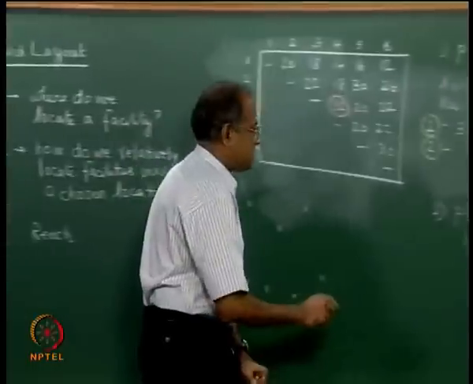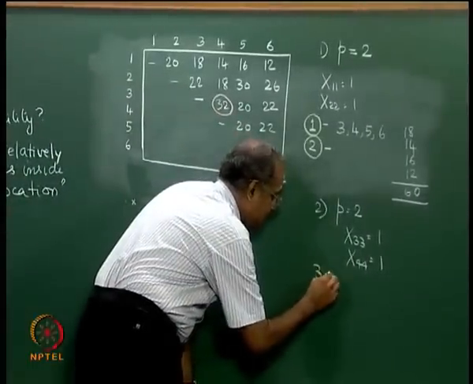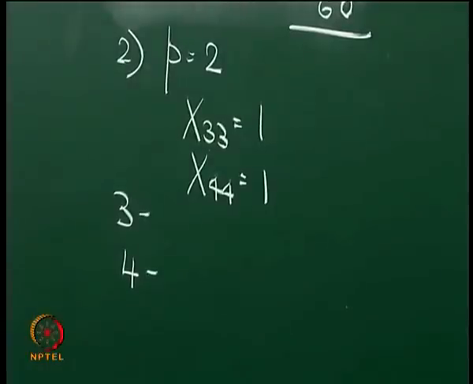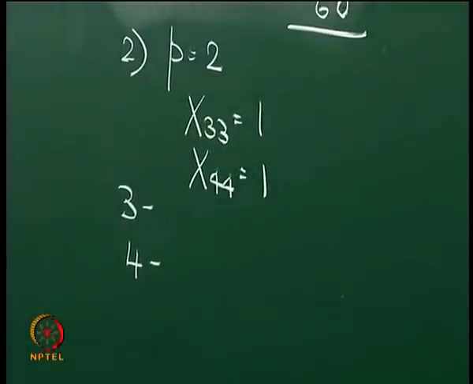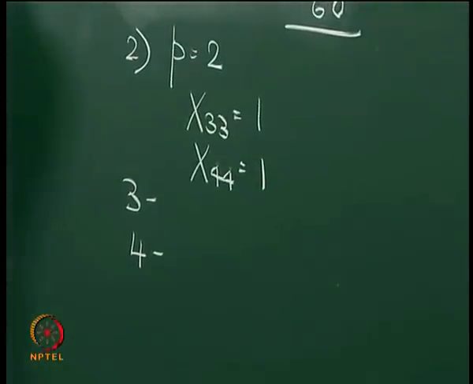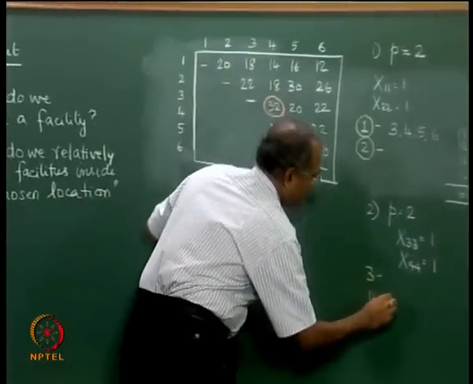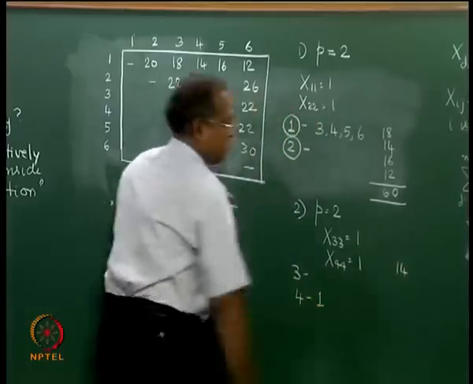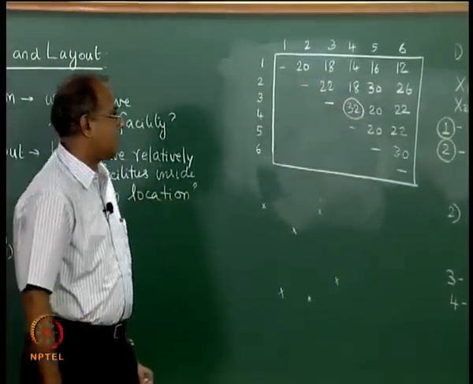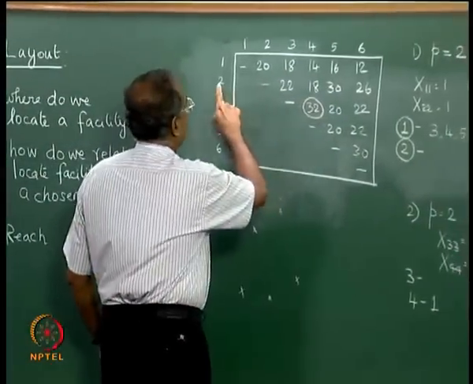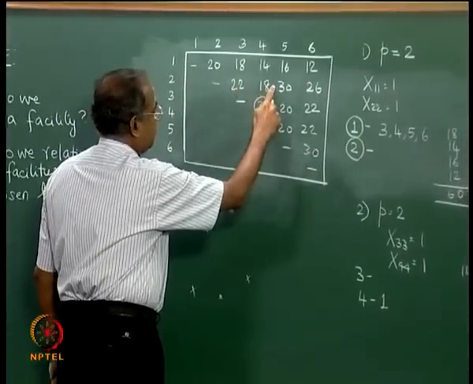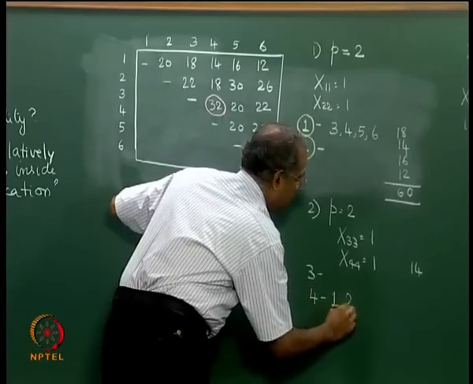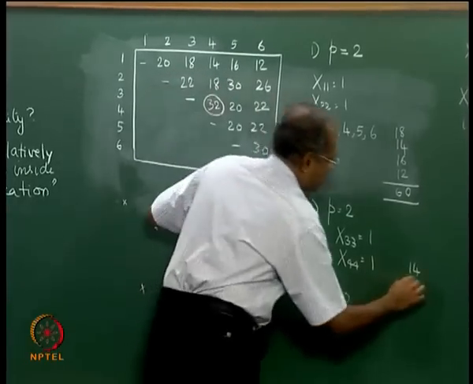Now, when we do this, we have the two medians 3 and 4. The non-medians are 1, 2, 5 and 6. So, 1 to 3, 1 to 4. So, 1 will go with 4 with distance equal to 14. 2 to 3 and 2 to 4. So, 2 will also go to 4 with distance equal to 18.